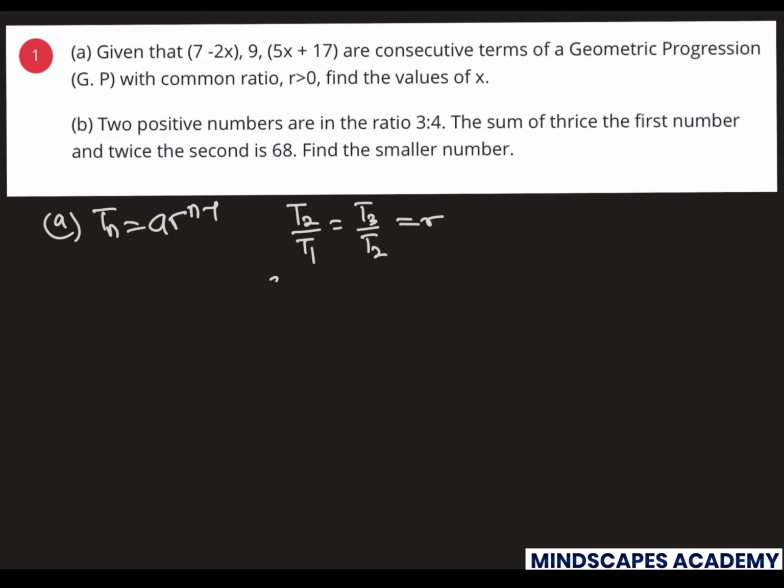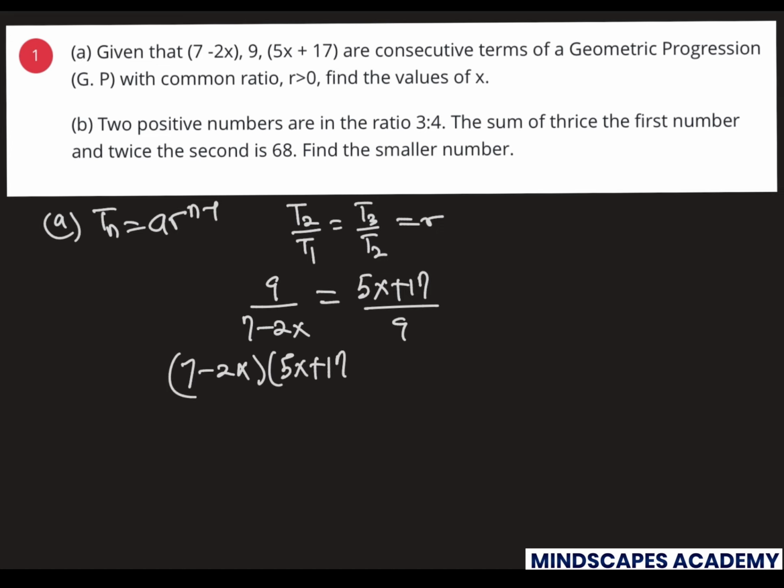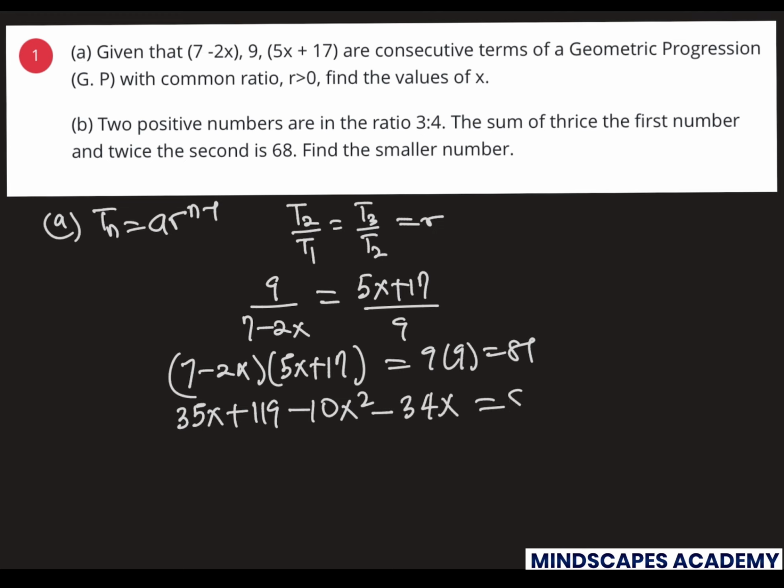So t2 is 9 divided by t1, 7 minus 2x, is equal to t3, 5x plus 17, divided by t2, which is 9. Now what do we have? We cross multiply. So that is (7 minus 2x)(5x plus 17) is equal to 9 times 9, which is 81. And when we multiply this, we have 35x plus 17 times 7, that is 119, negative 10x squared, negative 34x is equal to 81.